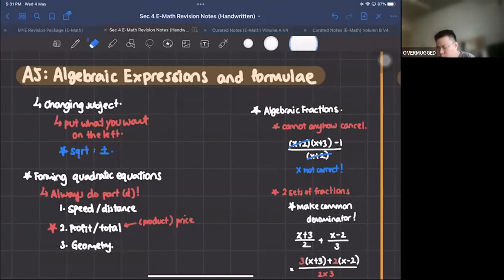The manipulation of equations, most students can do. The thing that most people will forget is when you're square rooting something, you must remember to take plus minus, because this is something that a lot of people will forget. So please be very careful.